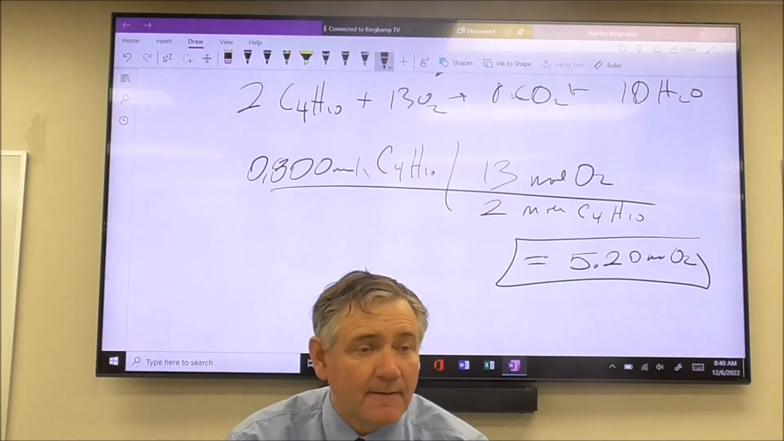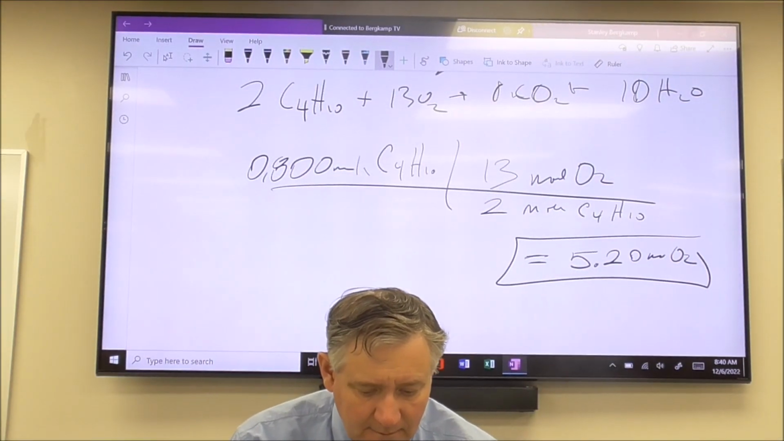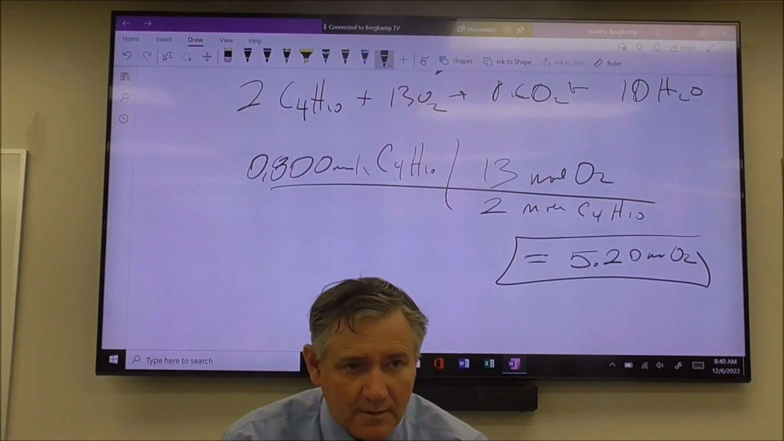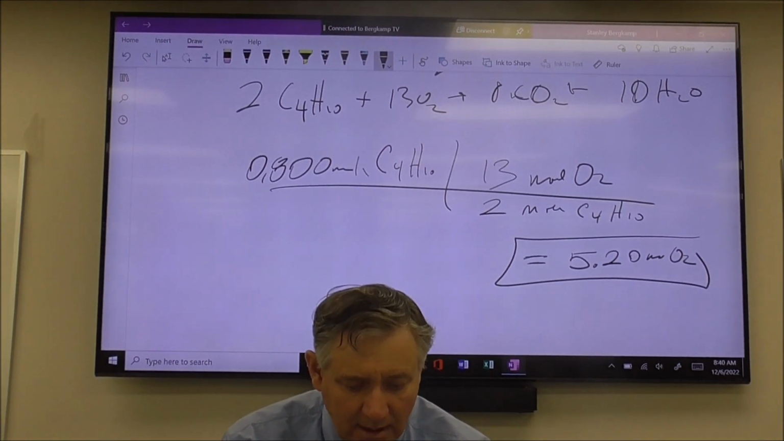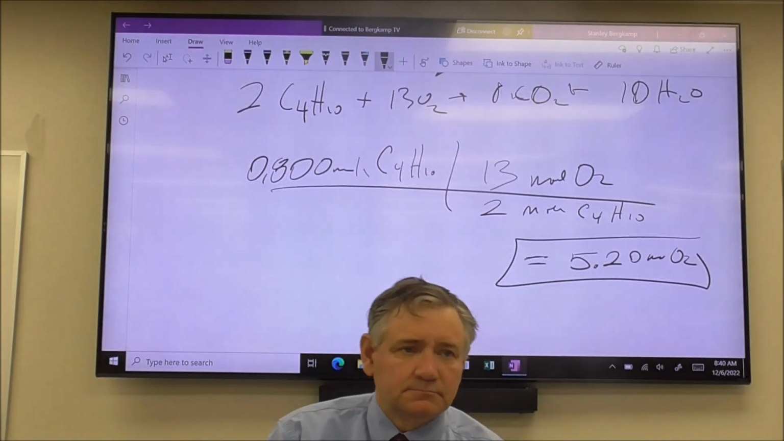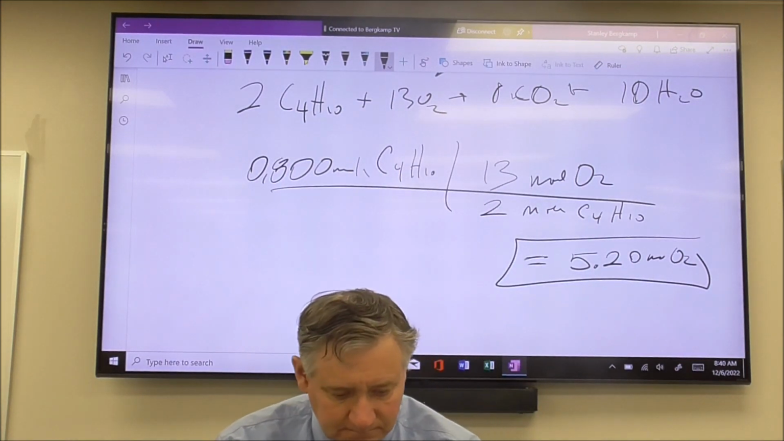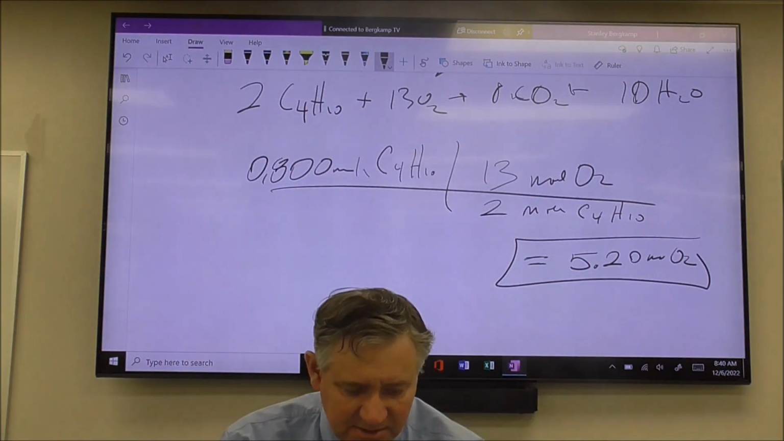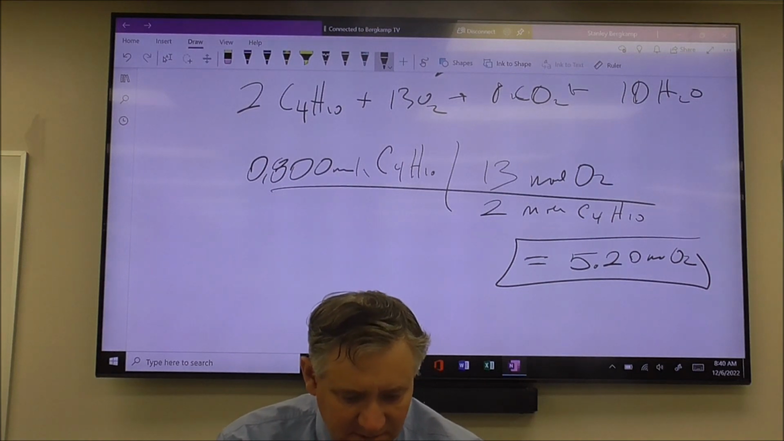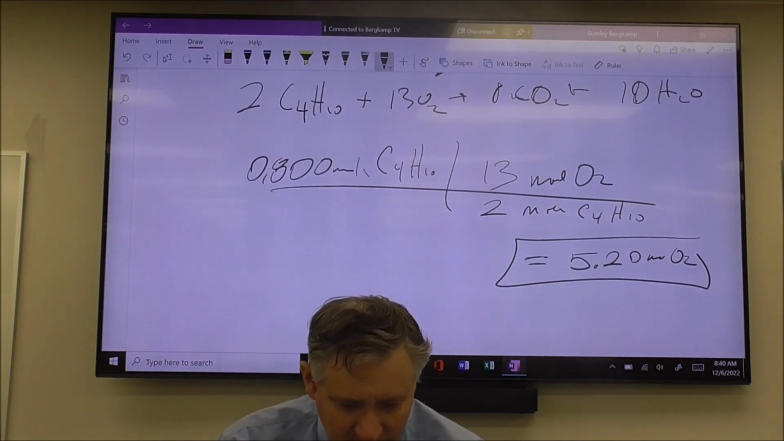Yep. On number 8, when it says 2.4 moles of oxygen, is that O2 or just O? Yeah, that's that O2. Okay, yeah. It's oxygen gas. Yeah, thank you. So it's still that same ratio of, you're going to use 13, and with the water, you're going to put 10.